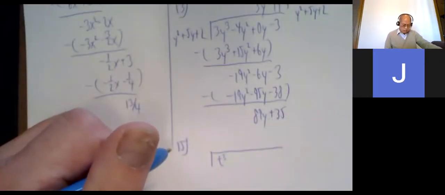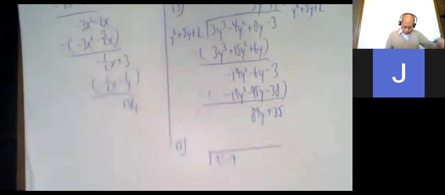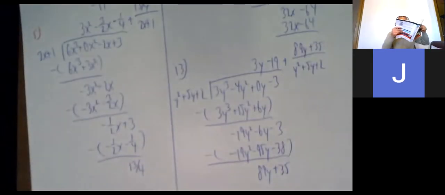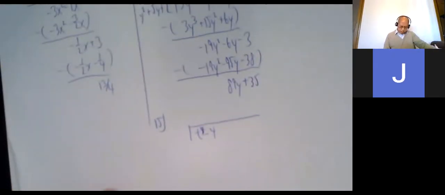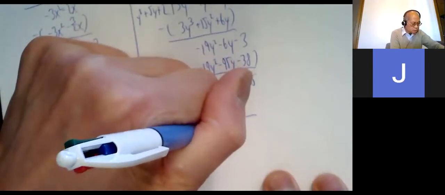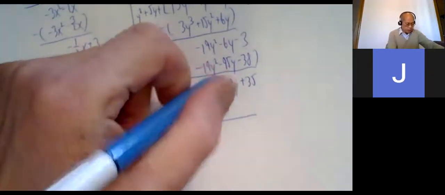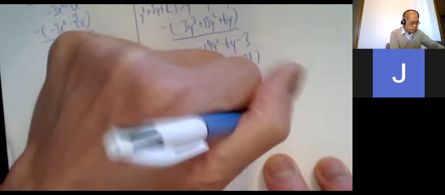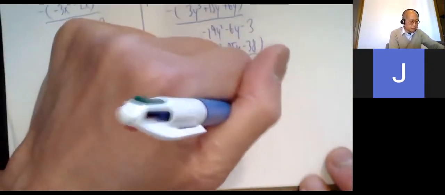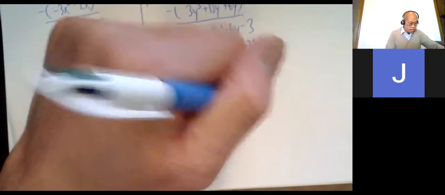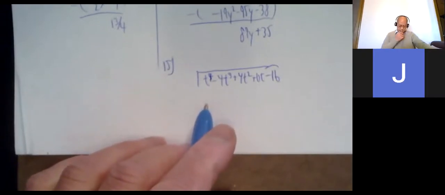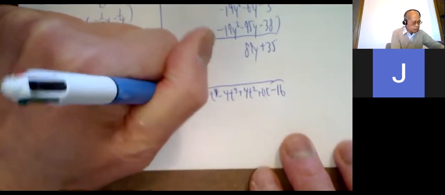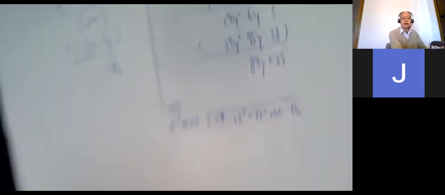T cubed minus 4. Oops. T to the fourth, sorry. T to the fourth minus 4t cubed plus 4t squared. There's no t, so count it as a 0t minus 16. T squared minus 2t plus 4. Okay, then I think we're good.